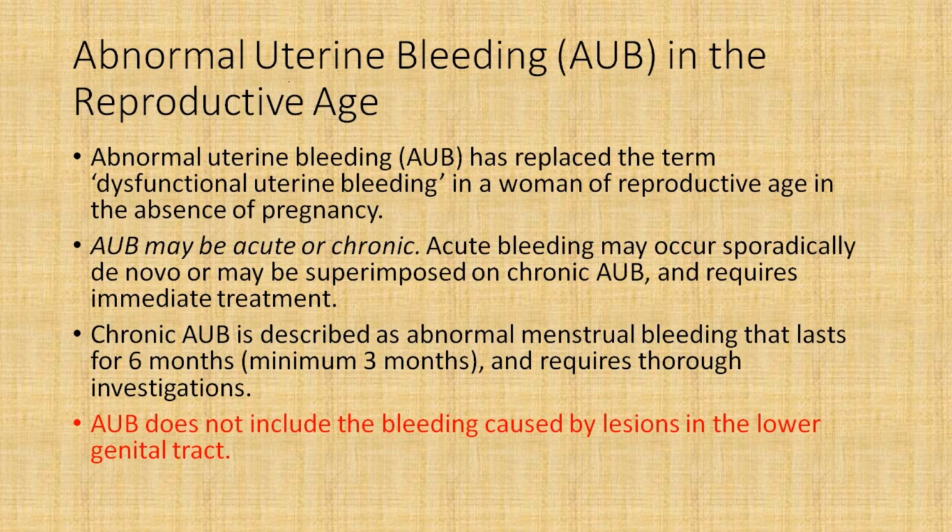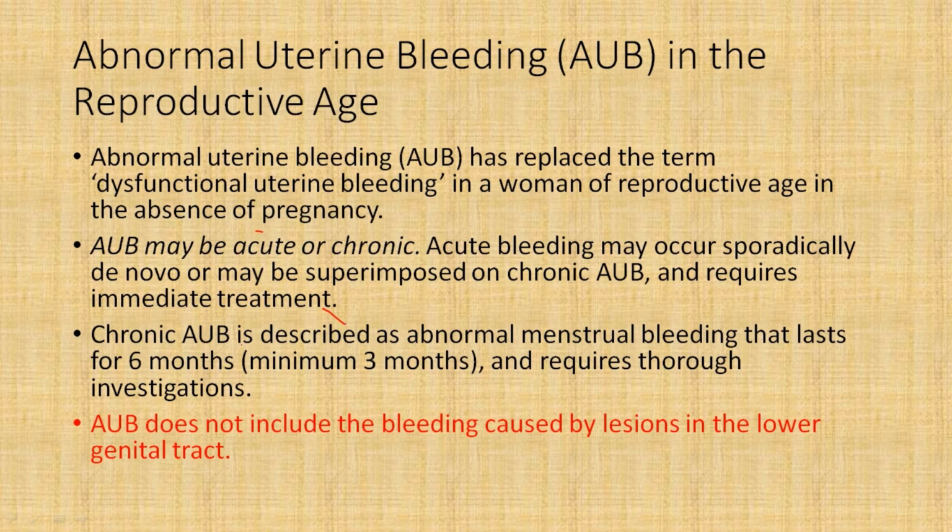So we'll be looking at abnormal uterine bleeding in the reproductive age. Abnormal uterine bleeding has replaced the term dysfunctional uterine bleeding, as discussed in the earlier slides, in a woman of reproductive age in the absence of pregnancy. Abnormal uterine bleeding may be acute or chronic. Acute bleeding may occur sporadically, de novo, or may be superimposed on chronic abnormal uterine bleeding and requires immediate treatment.